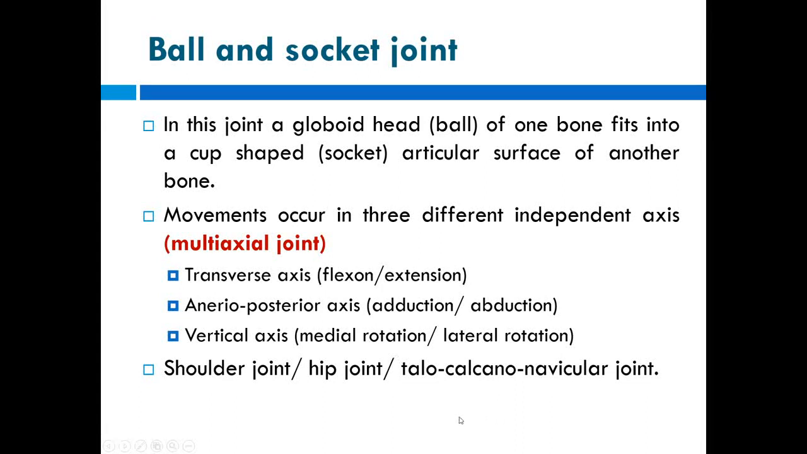The axes are the transverse axis. We know that in the transverse axis the movements are flexion and extension. Then the anteroposterior axis, the movements are adduction and abduction. In case of the vertical axis, the movements will be medial rotation and lateral rotation. The examples are the shoulder joint, the hip joint, and the talocalcaneonavicular joint, which is an incomplete type of ball and socket variety of synovial joint.